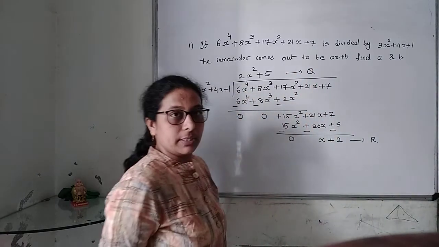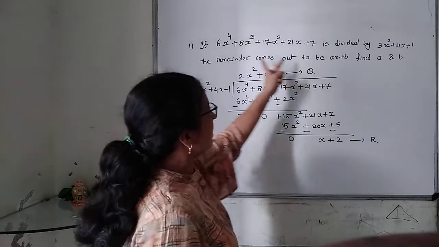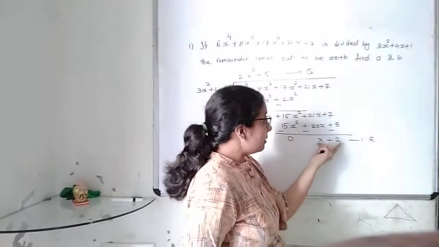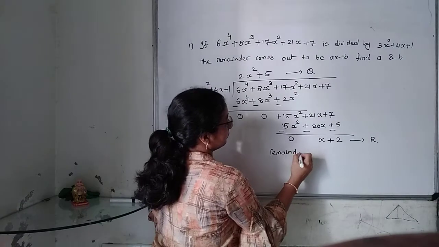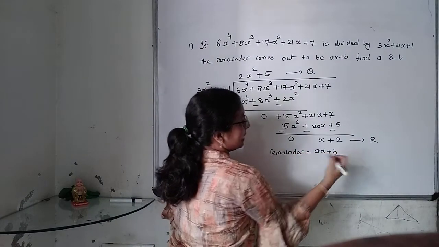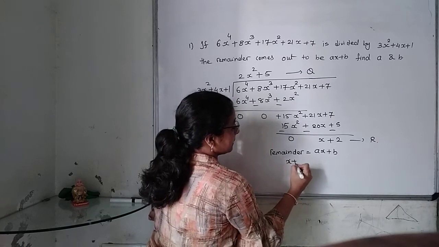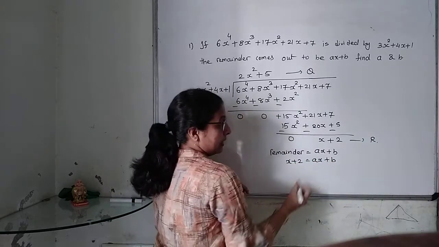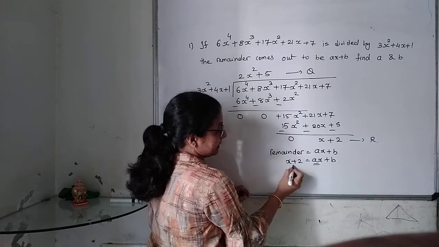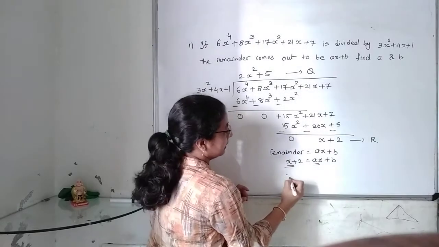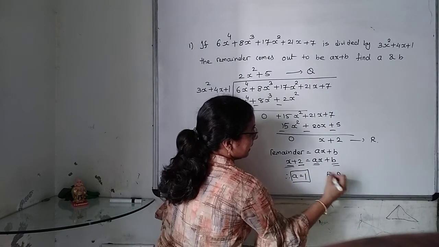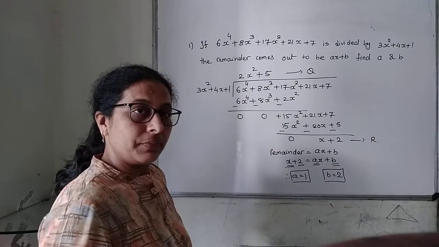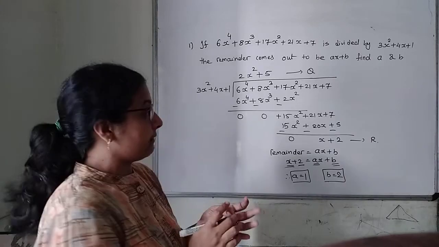Here is the quotient. Then it is given that the remainder comes out to be ax plus b. So we compare the remainder with ax plus b. Our remainder is x plus 2, which is equal to ax plus b. Now what is a? It is the coefficient of x. Here the coefficient of x is 1. Therefore a is equal to 1. What is b here? 2. That is, b is equal to 2. That is our answer. This is a 2-mark question. Very easy, but you have to do it very properly. Okay? Do it.